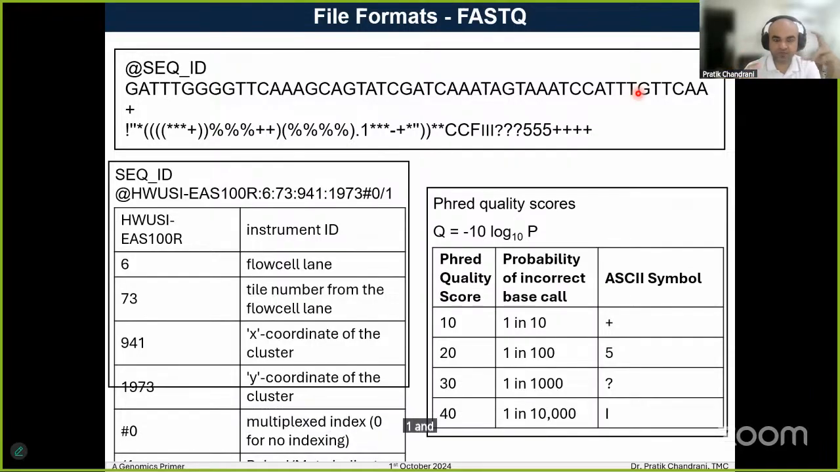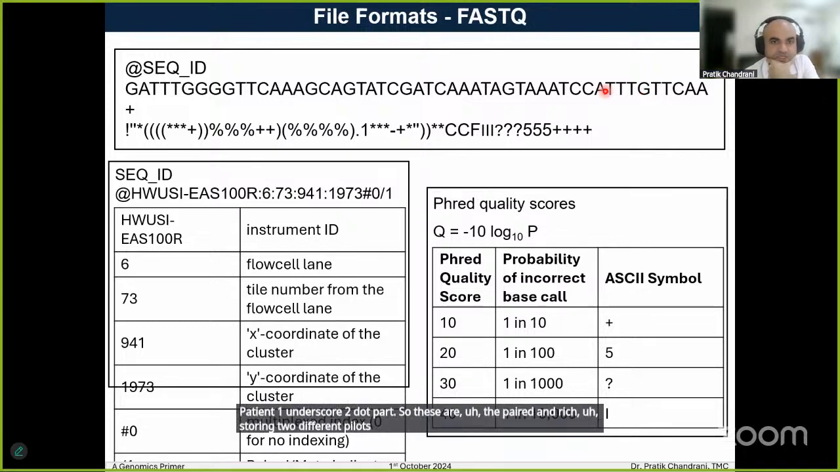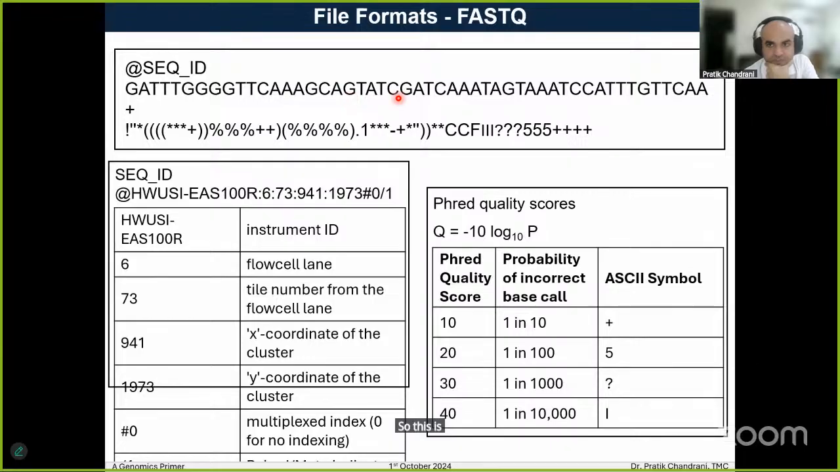So for patient one, patient1_1.fastq, patient1_2.fastq. So these are the paired reads stored in two different files of FASTQ format. So this is that nucleotide sequence itself.